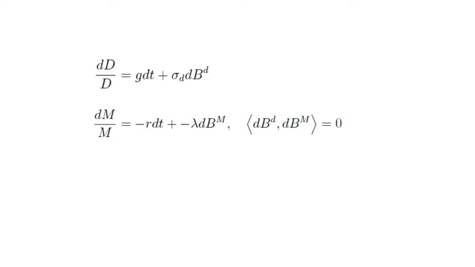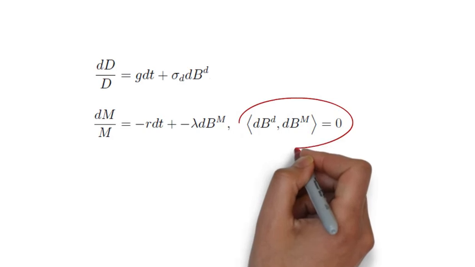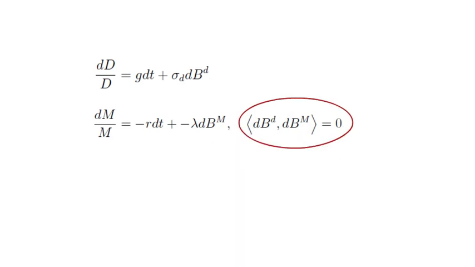And now here, importantly, the expected co-movement between dividend shocks and SDF shocks is 0. That says all dividend shocks, regardless of how risky they are, are not systematic. So you don't get a risk premium for these shocks.